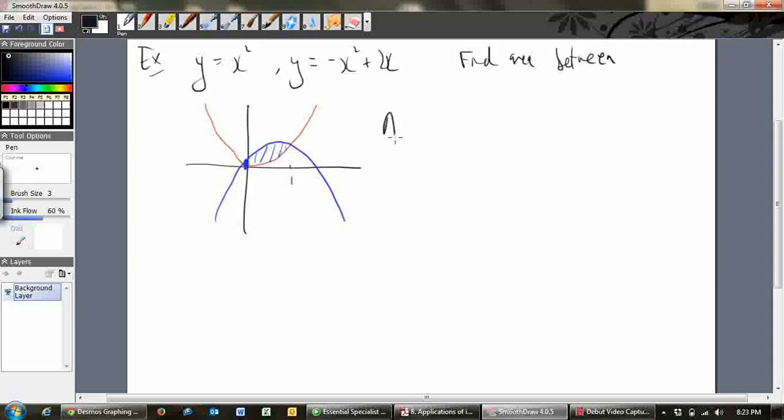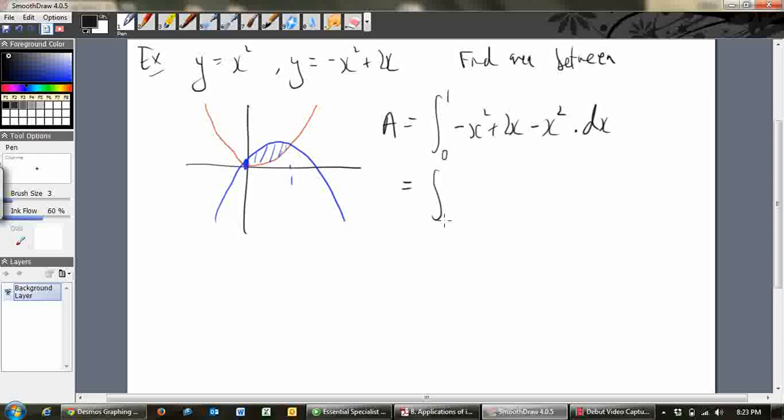Okay, so let's do it. The area between the two graphs will be equal to the integral between 0 and 1. Which function is first? We need to do the top function first, which is the negative x squared one. So negative x squared plus 2x, minus the other function, the bottom function, so minus x squared dx. Okay, that's all we've got to do.